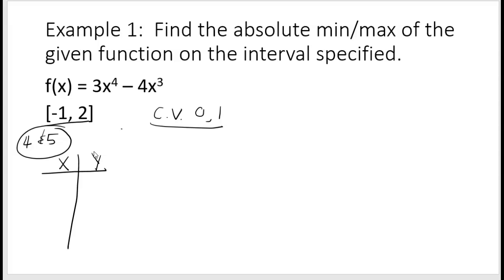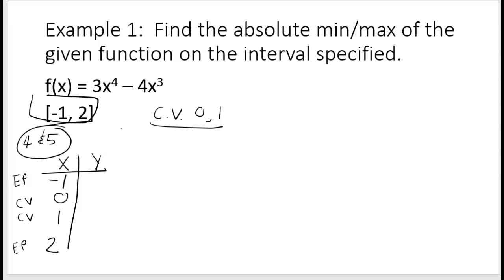Now, as you do this, my advice is start by plugging in your endpoints first. Okay, so I'm going to put -1 here at the top because it's the smallest, and I'm going to put +2 down here at the bottom because it's the largest. And then you're going to put your critical values in after that. So 0 and 1. It's good to have them in order. You don't have to do this on your own homework, but on your notes I would label these. This is an endpoint. And these are critical values.